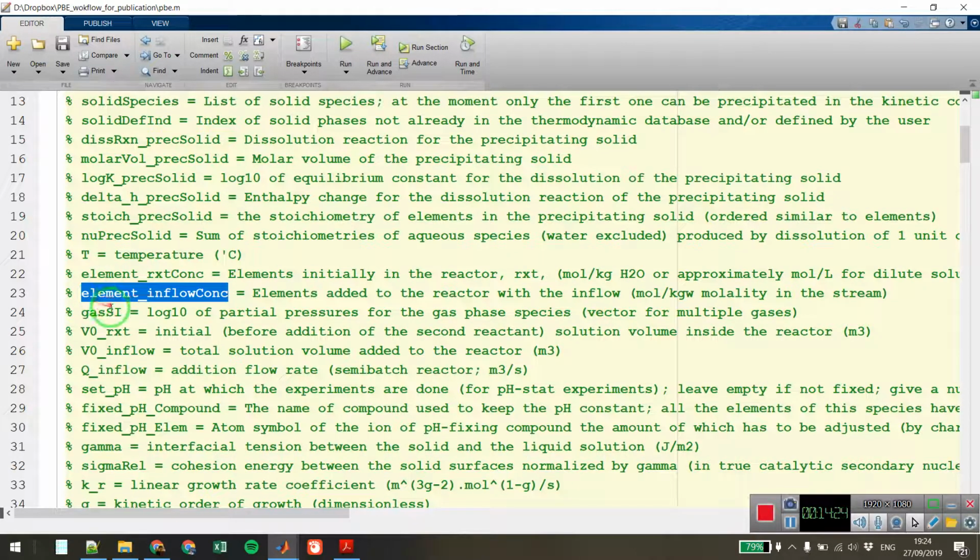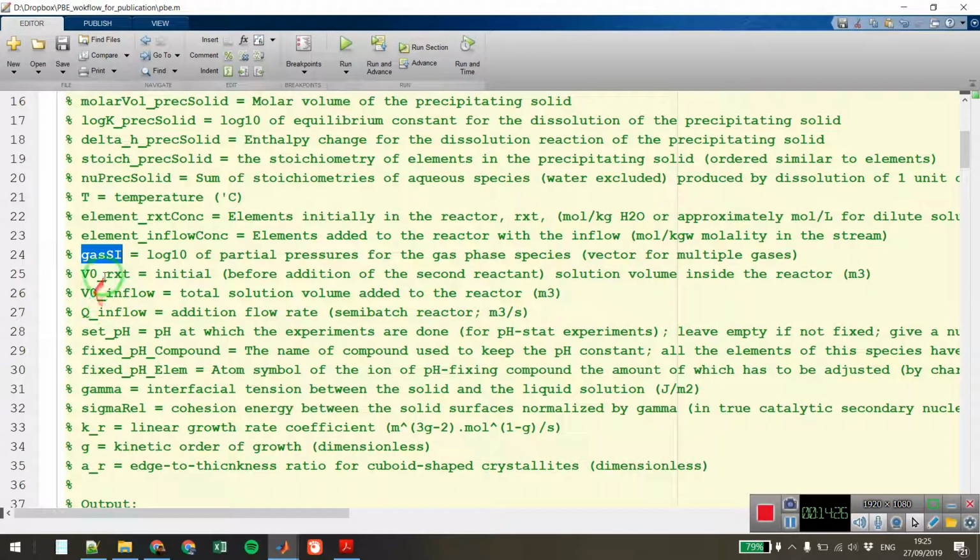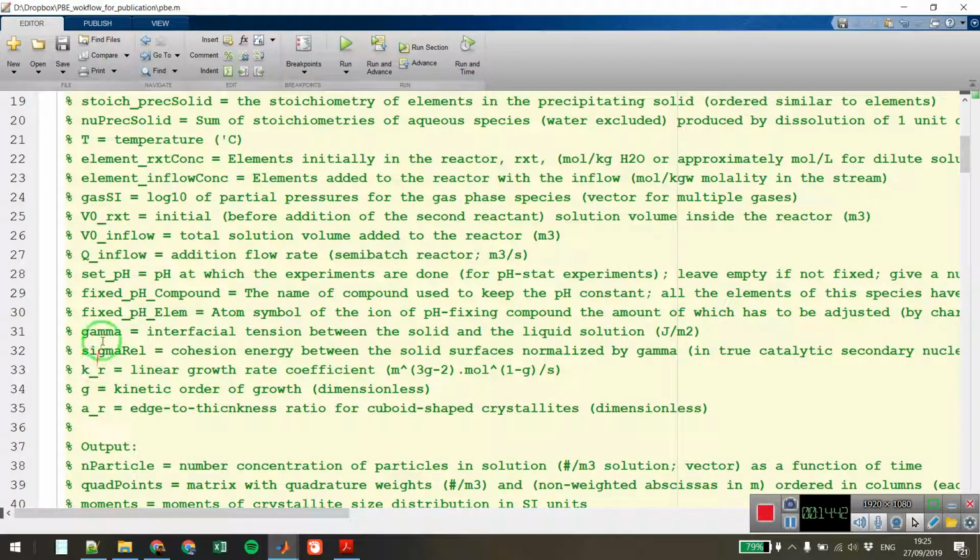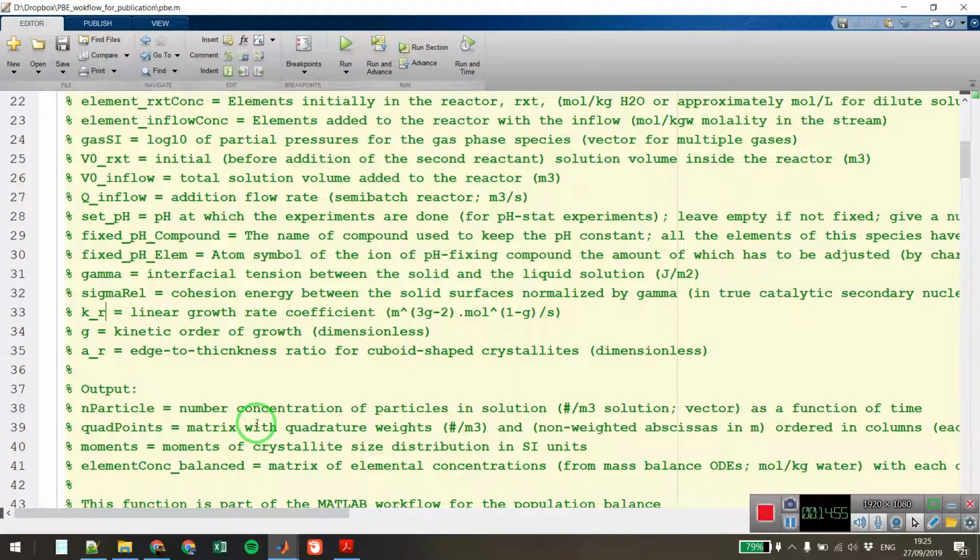inflow concentrations. Then we have the partial pressures of gases. We have the volume, initial volume in the reactor. We have the added volume, the flow rate of addition, set pH, fixing pH compound, fixing pH element. We have the kinetic parameters, so we have interfacial tension, relative cohesion energy, kinetic order of growth, linear growth rate coefficient, and finally thickness aspect ratio, because in this particular system we are assuming we have cuboid shaped crystallites.